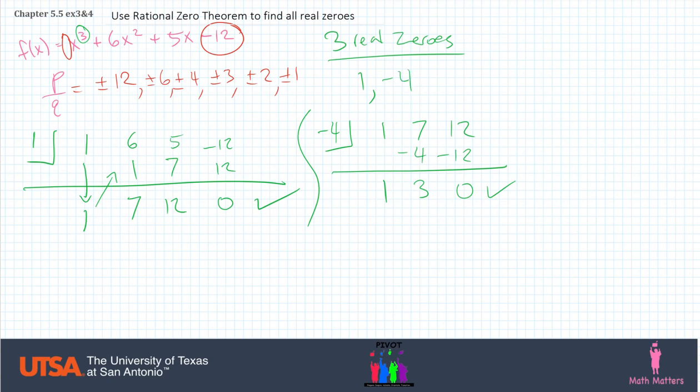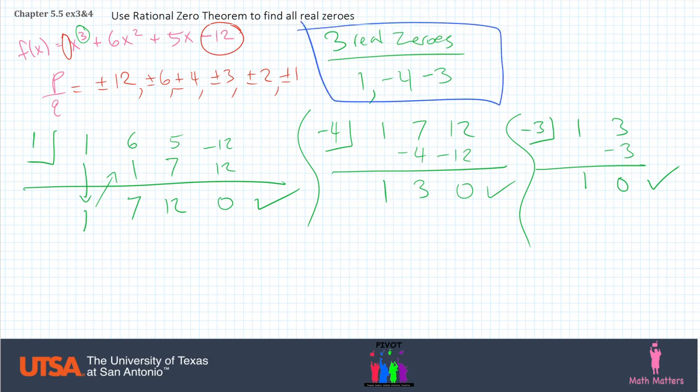We're getting somewhere. Now we have one last zero to find. We have 1, 3. Pull down the 1. I'm going to pick negative 3, because that will get rid of the 3 at the end. Negative 3 times 1 is negative 3. 3 minus 3 is 0. Therefore, negative 3 is also our last real zero. And so our answer is 1, negative 4, and negative 3.